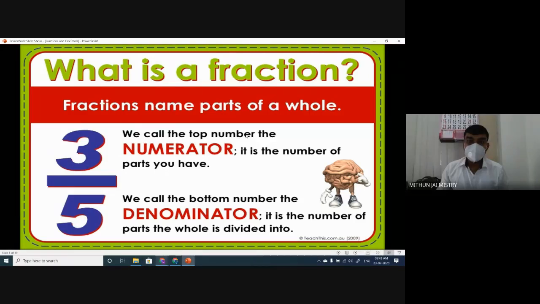We call the top number the numerator. Here, what is the numerator? 3. 3 is the numerator. And what is it showing? It is the number of parts you have. And the bottom number is the denominator, and it shows the number of parts the whole is divided into. So please take a screenshot of this quickly.